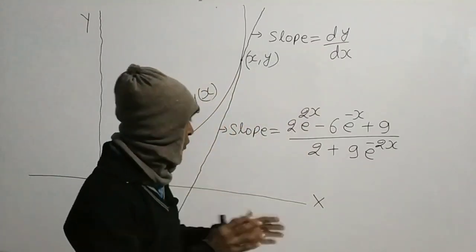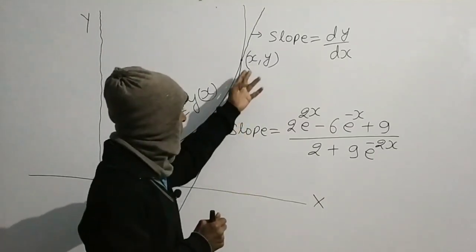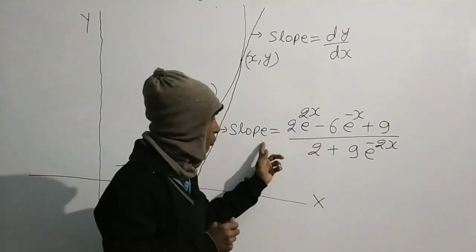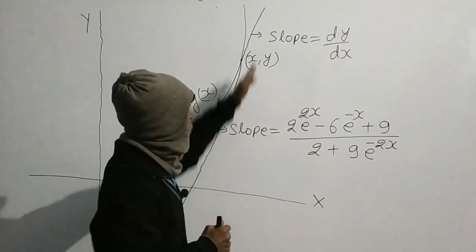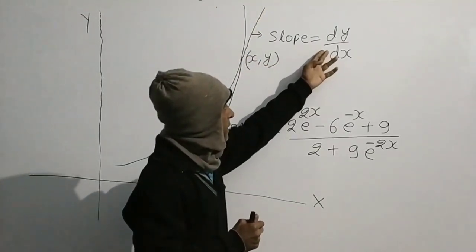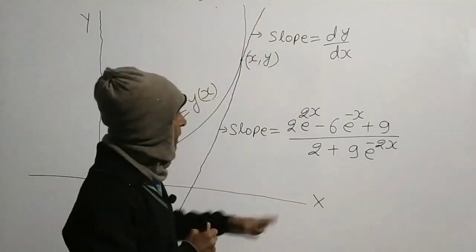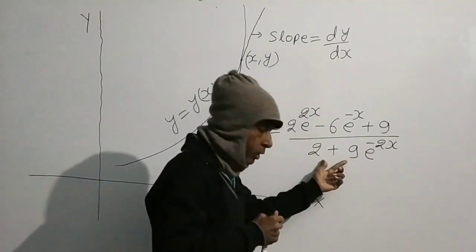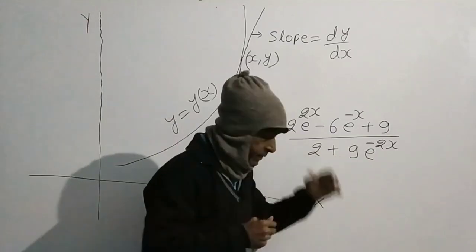But in this question, it is given that the slope of the tangent at point (x, y) is equal to this. This is also the slope of this line, and this is also the slope of this very line. That means dy/dx will be equal to this.